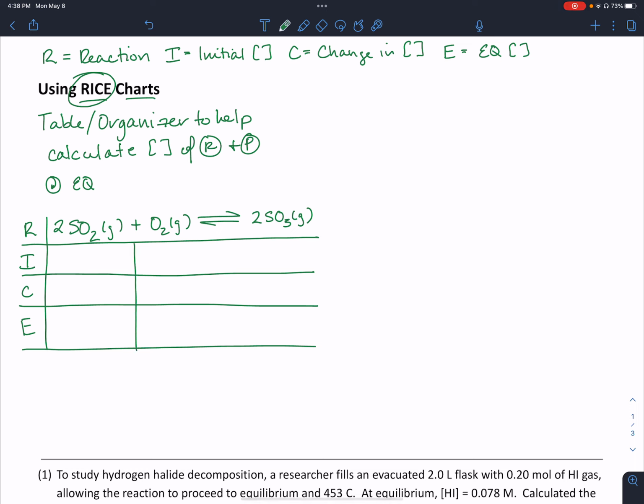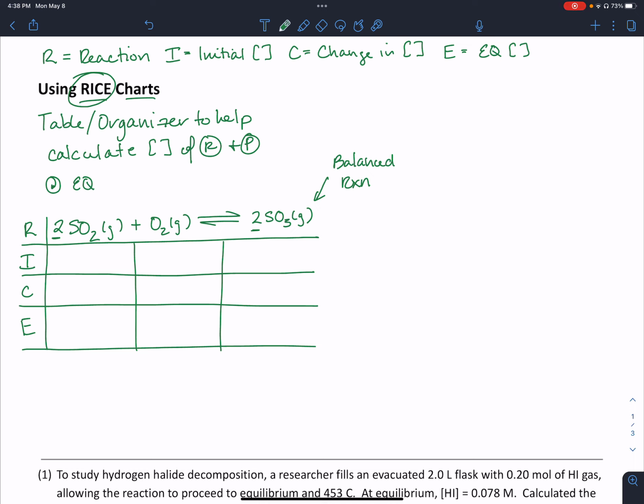All right, then I just separate it based on my substances. So I have a column for SO2, a column for O2, and a column for SO3. All right. Now, there are a couple things to keep in mind about the table. The first thing is you need a balanced reaction. These coefficients are really important when using an equilibrium expression and within the rice chart. We'll talk about that in just a second.